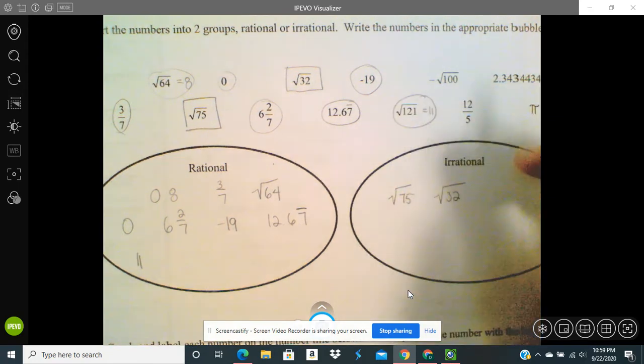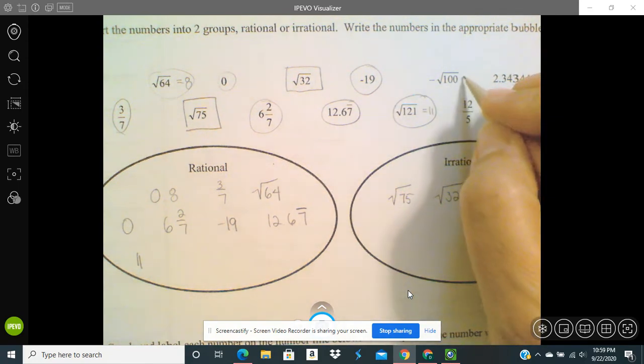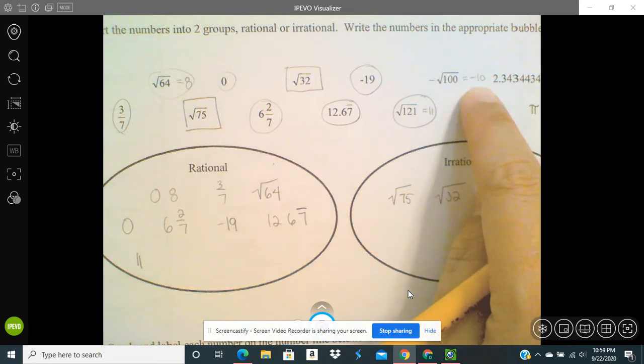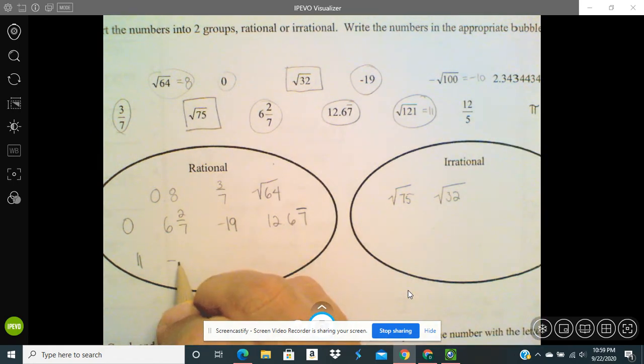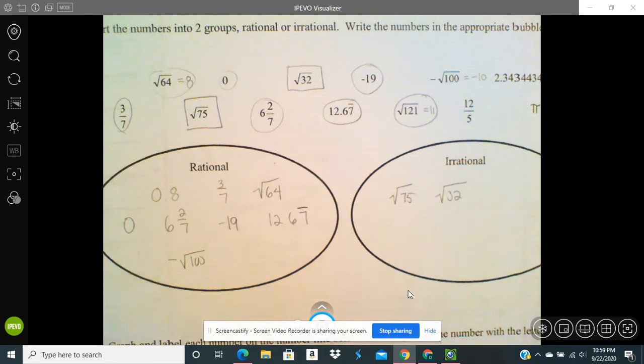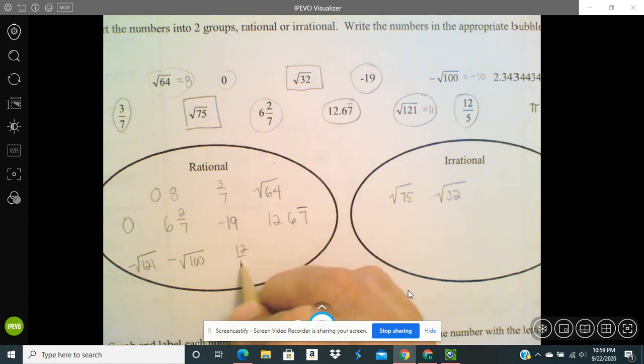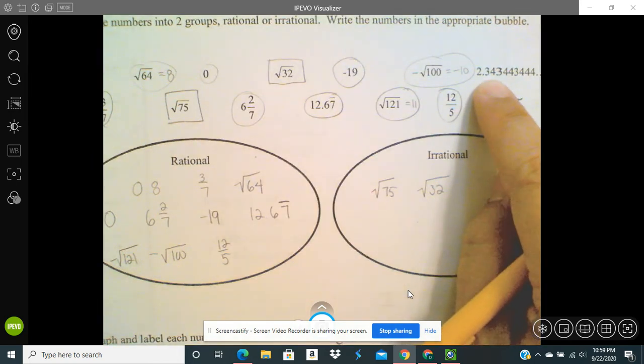Rational. The negative of the square root of 100 is negative 10. Negative number, integer, rational. Oh, shoot, I did that wrong. This is square root of 121. 12/5 is a fraction. Rational. We said this was rational.